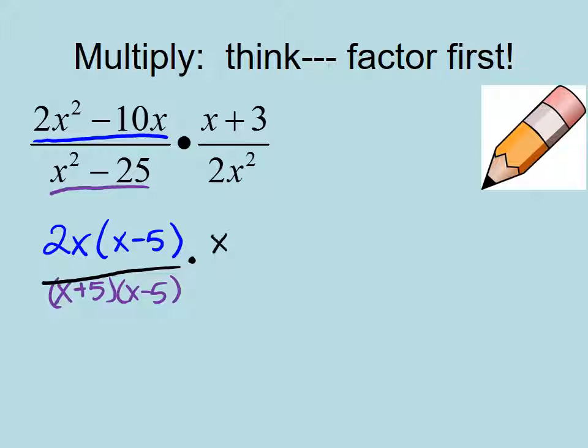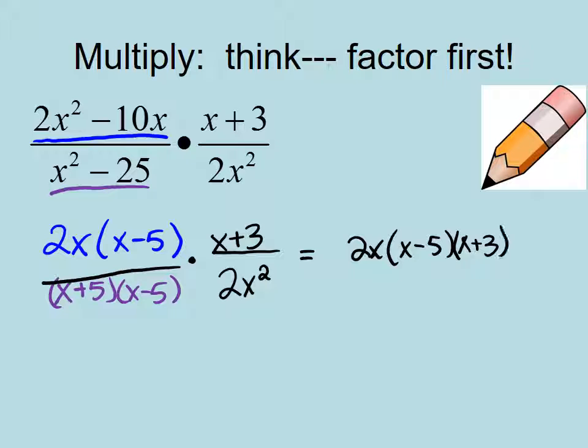As for the second fraction, x plus 3 is already simplified, and 2x squared is already simplified. If I multiply straight across, I end up with 2x, x minus 5, x plus 3. And in the denominator, I'm going to put the 2x squared out front, x plus 5, x minus 5.